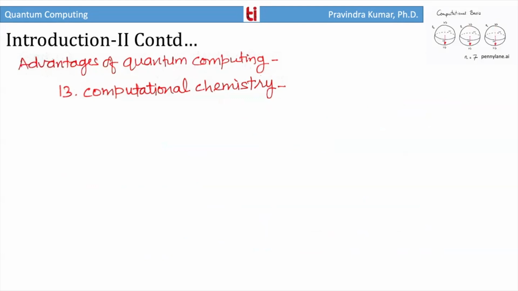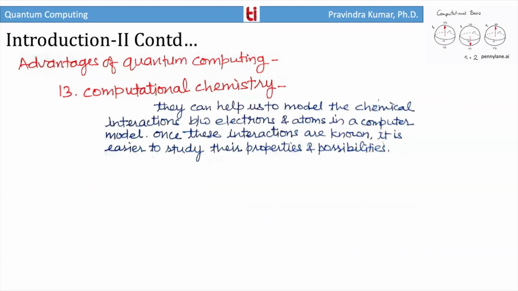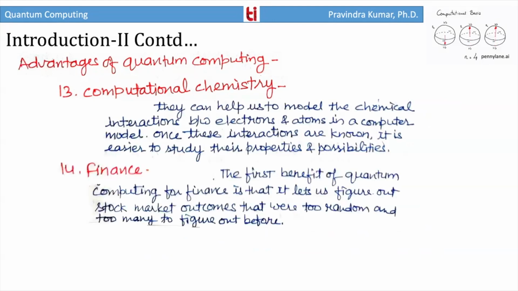Once these interactions are known, it is easier to study their properties and possibilities. Another advantage is in finance. Some studies say that in the short term, the finance industry stands to gain the most from quantum computers. The first benefit of quantum computing for finance is that it lets us figure out stock market outcomes that were too random and too many to figure out before.